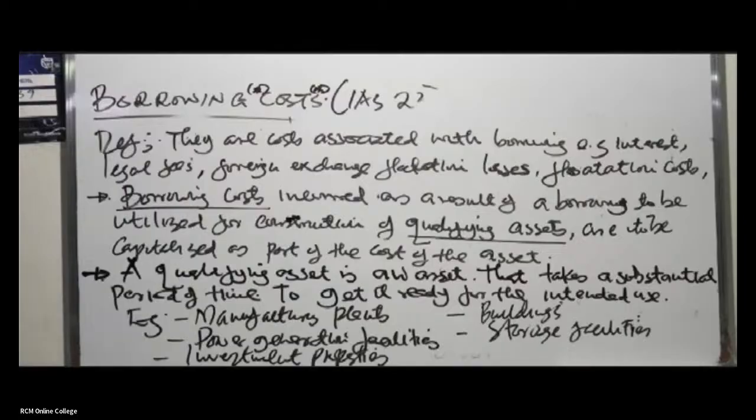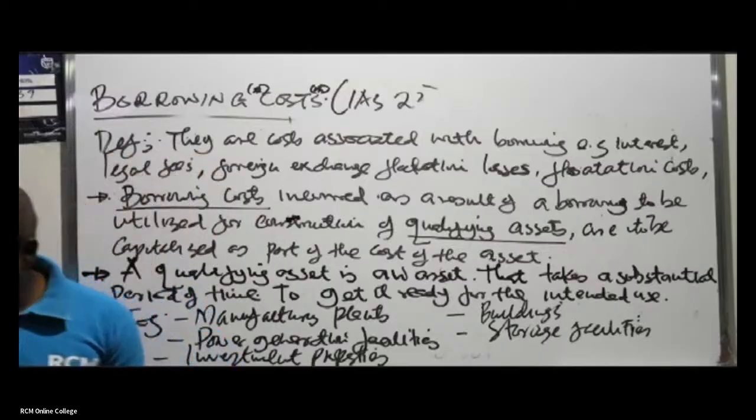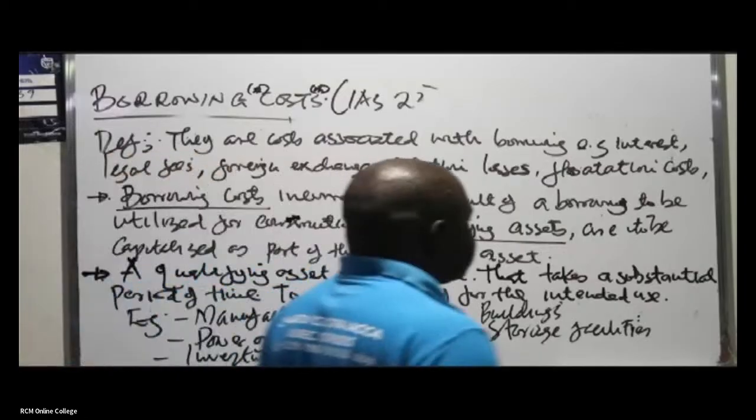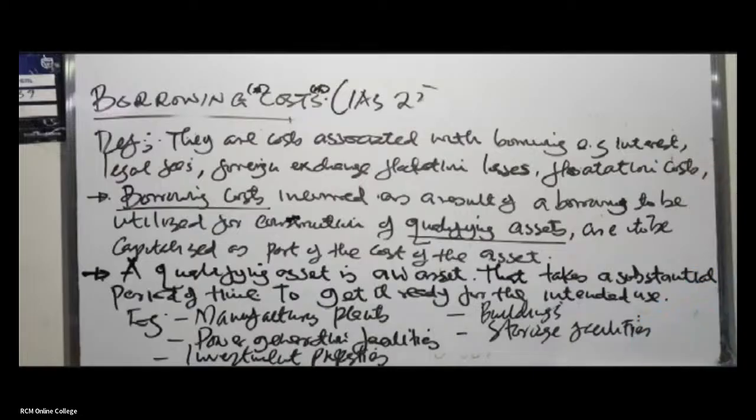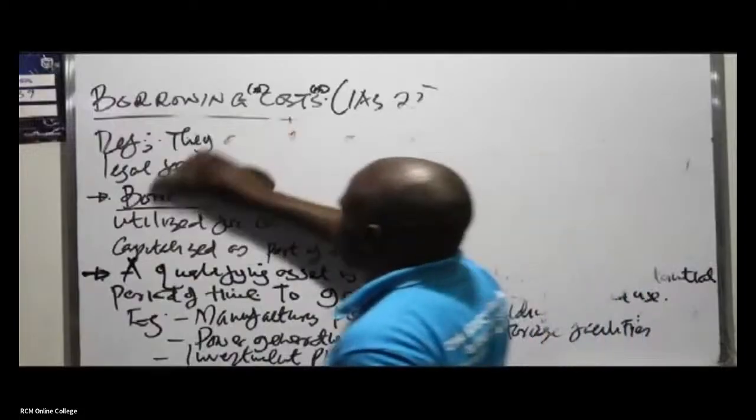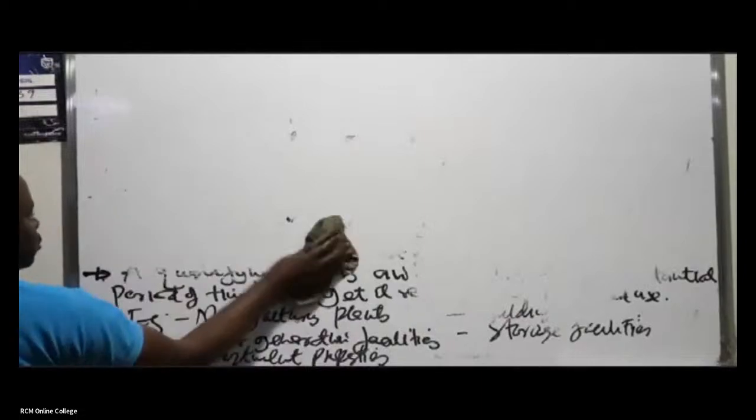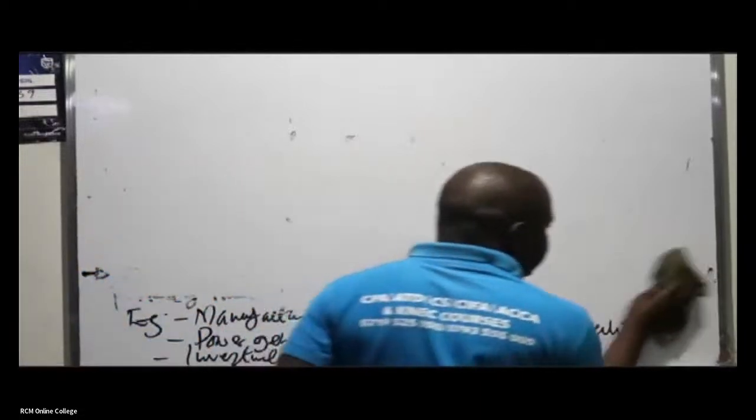Now we want to know how you account for the borrowing costs. So, accounting treatment of the borrowing costs. You can write another small heading: accounting treatment for the borrowing costs. When you are preparing your books of accounts, how do you account for these borrowing costs?